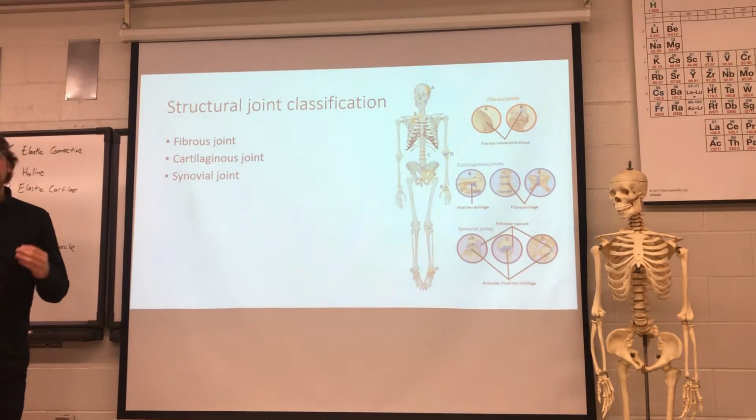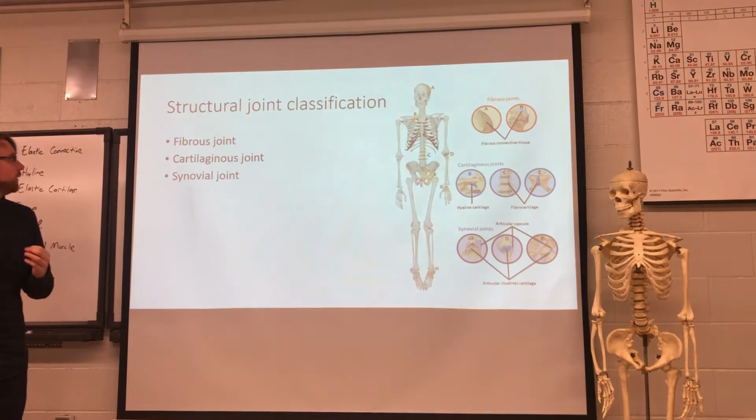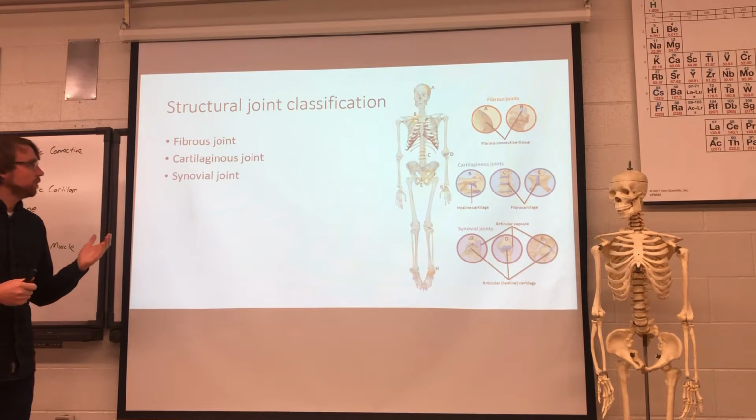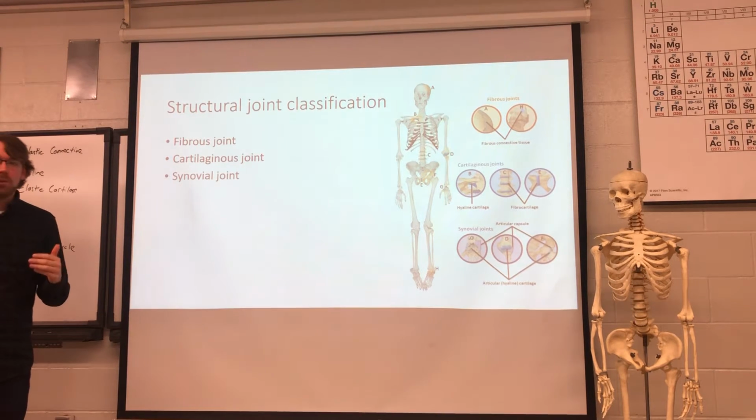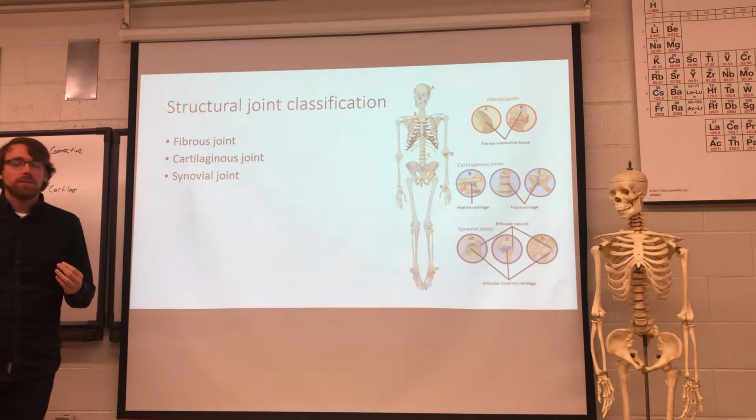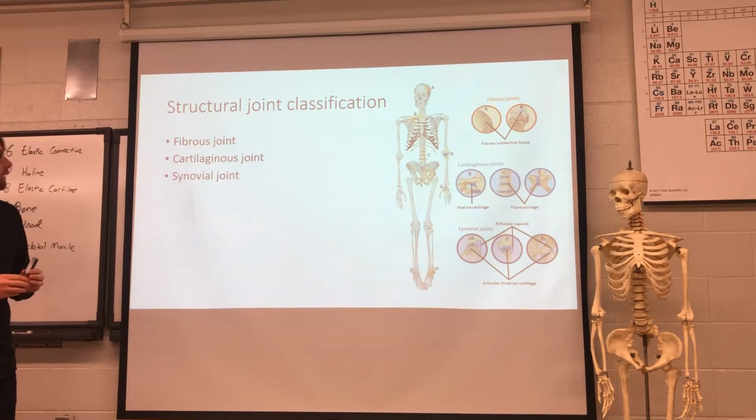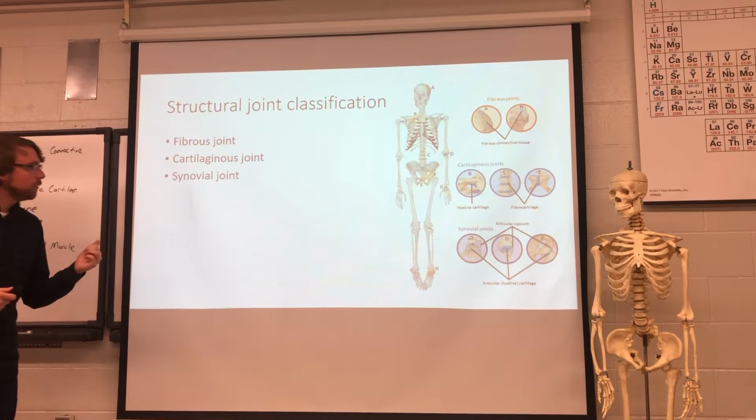So, not all joints are the same. We are going to classify joints in a few different ways. We're going to classify them structurally, we're going to classify them functionally, and then we're going to go through some different types of joints. So, first we're going to go through structural joint classification. The three classes of joints are fibrous joints, cartilaginous joints, and synovial joints.